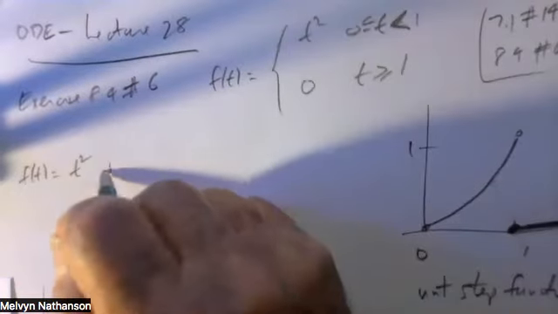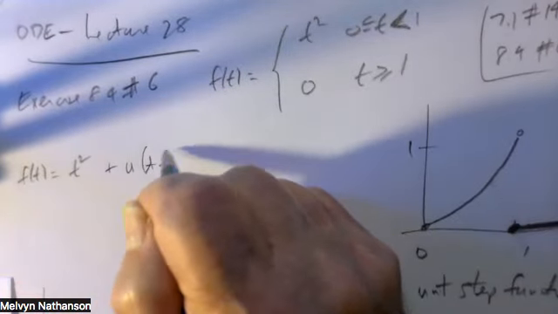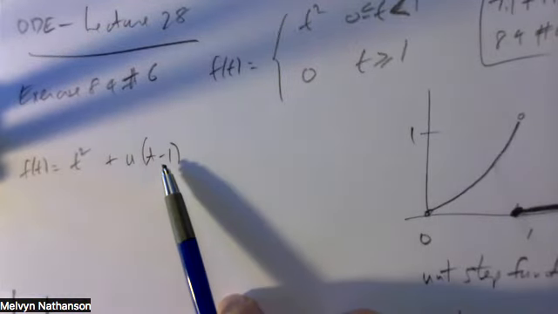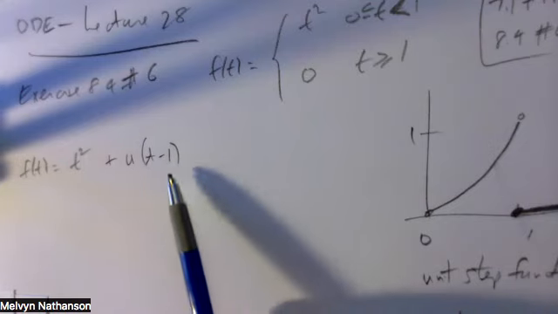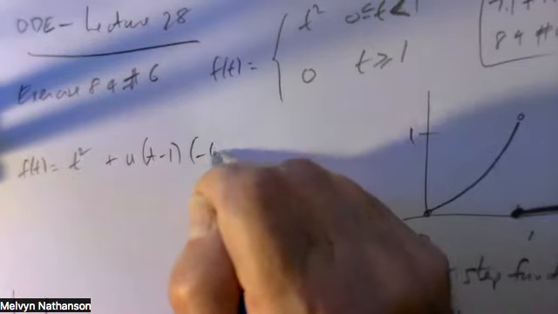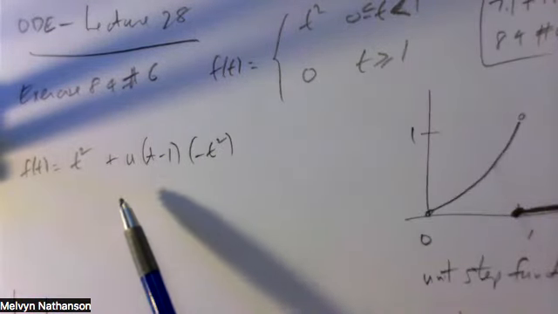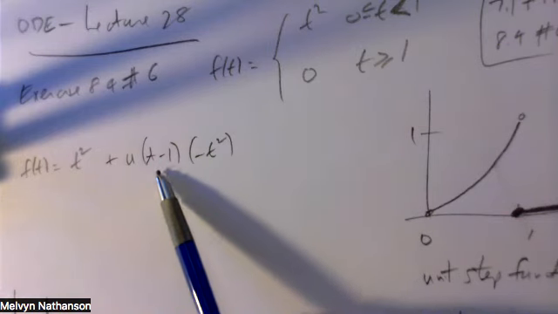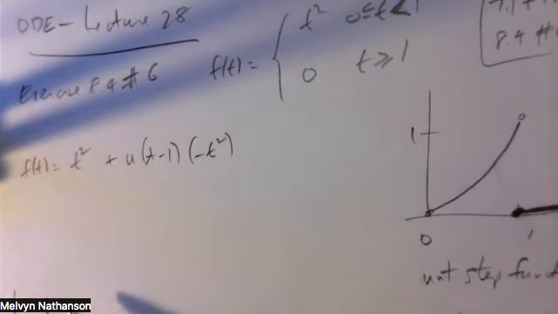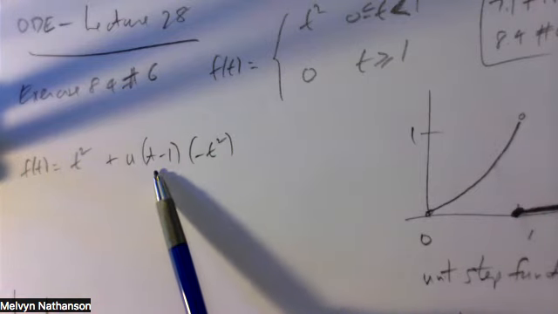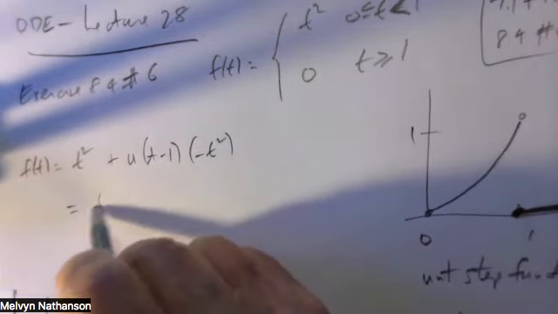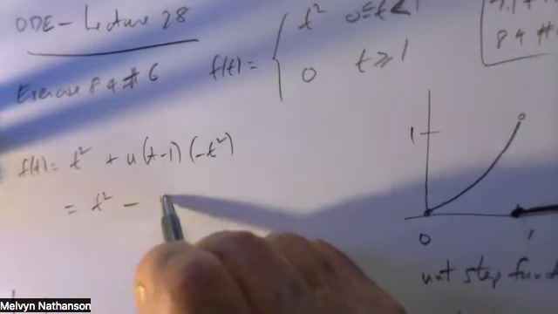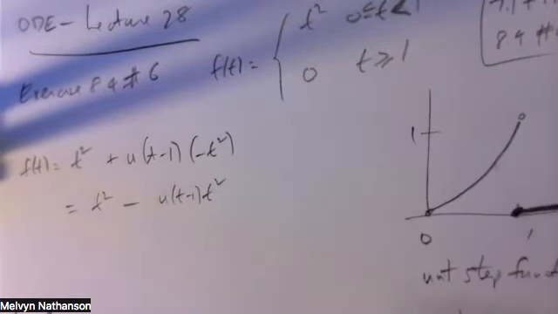So here we have a jump when t is equal to 1. And so let's look at u of t minus 1. So when t is less than 1, this is 0. But when t is greater than or equal to 1, this is 1. And I really want to make this minus t squared, so what is this? If t is less than 1, this is 0, and the function is t squared. If t is greater than or equal to 1, this is 1, so I have t squared minus t squared is 0, or let me just write this as t squared minus u of t minus 1 times t squared.